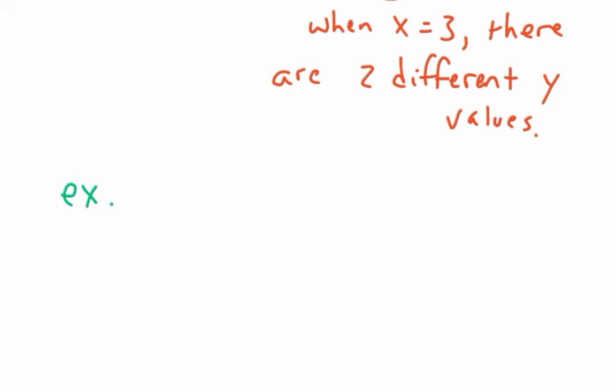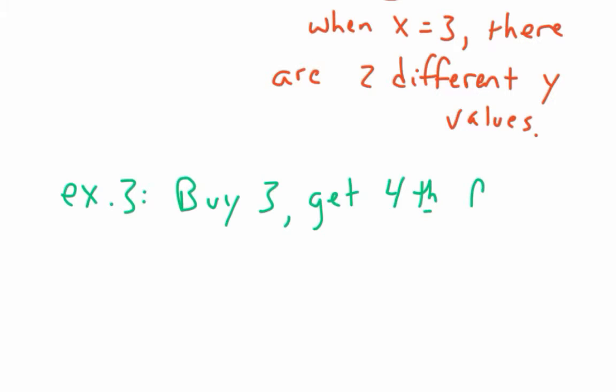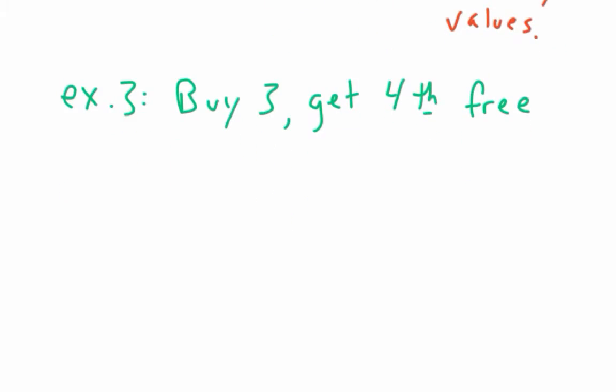So example 3. Let's say you have a scenario where you buy 3, get your 4th free. That'd be awesome. And I didn't really say what they were. We'll maybe say they're widgets. You're buying widgets, whatever they are. A widget, it's the thing with the stuff, you know.